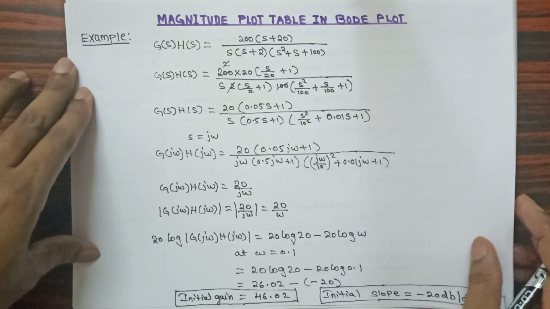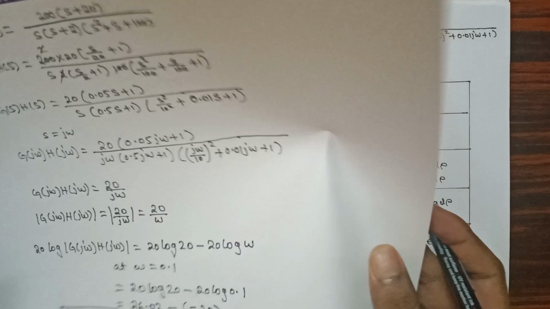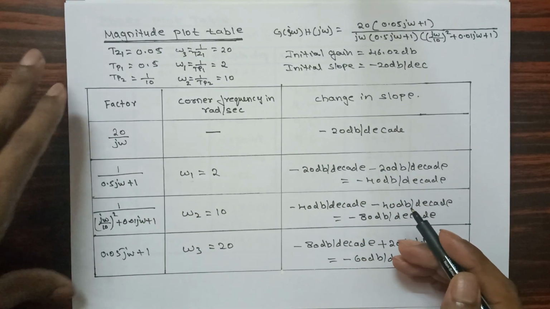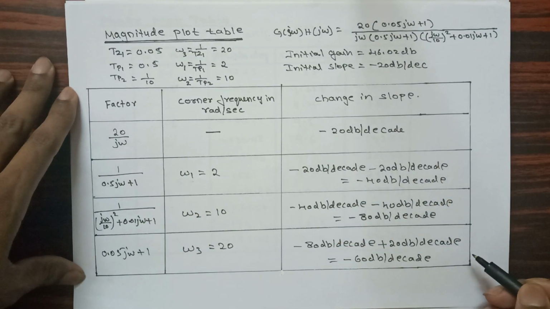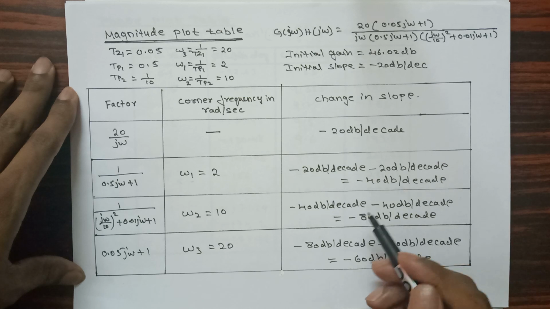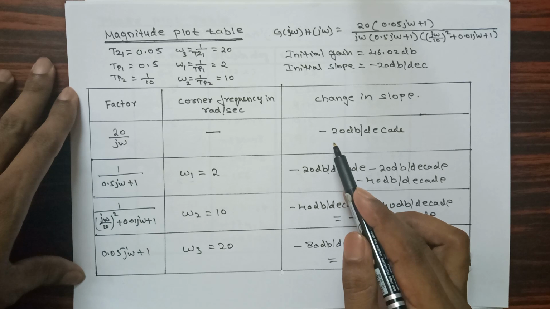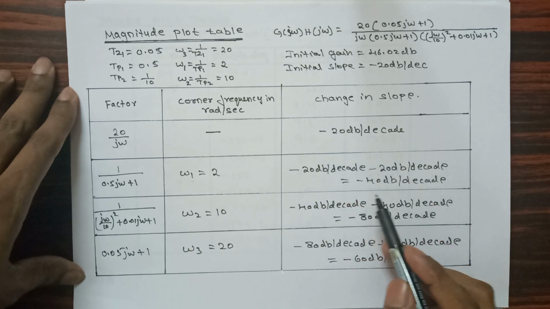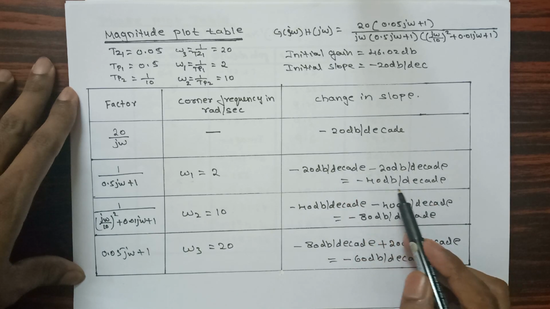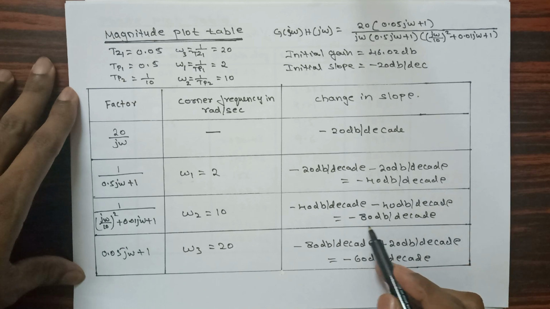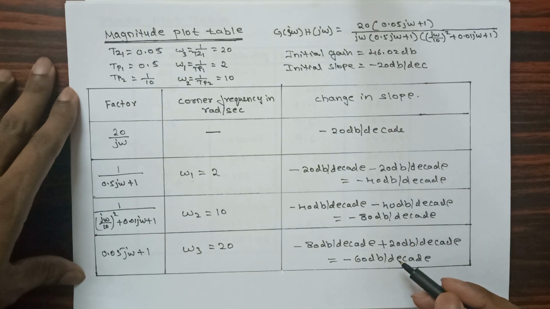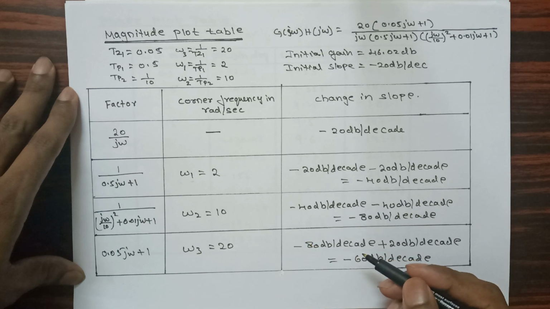For this example we have formed the magnitude plot table. You can see here, this I have already calculated in the previous video. In this you can see I am getting 4 slopes. First slope is minus 20 dB per decade, second slope is minus 40 dB per decade, third slope is minus 80 dB per decade, and fourth slope is minus 60 dB per decade. Now these 4 slopes I need to sketch in the Bode plot, that is in the magnitude plot.